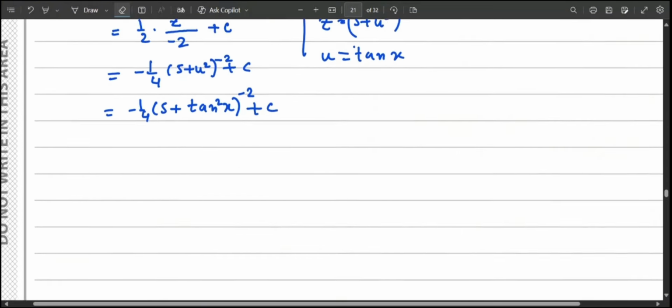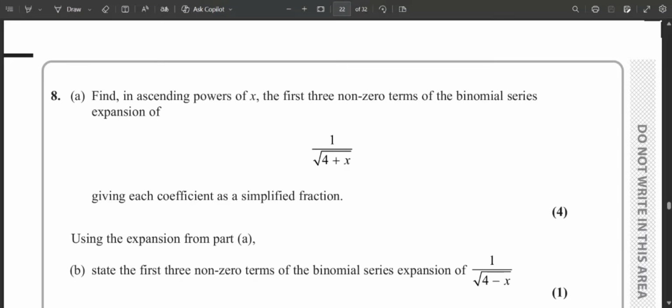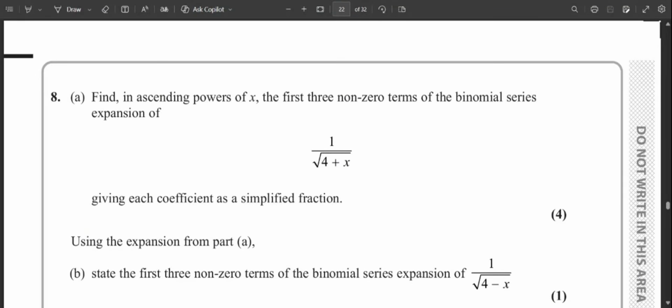We can now move on to question number 8. So this is our question number 8. We can see that in part A, we have to find in ascending powers of x the first 3 non-zero terms of the binomial series expansion of 1 by root over 4 plus x.